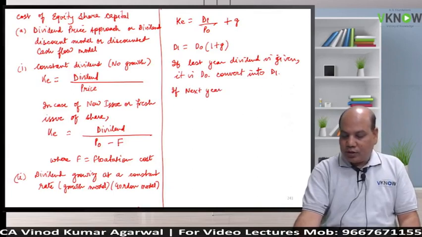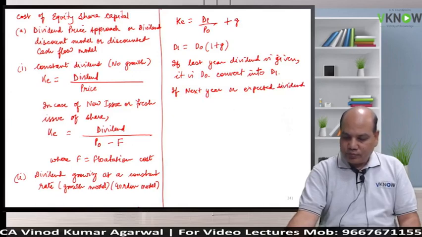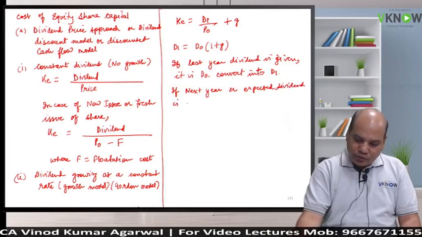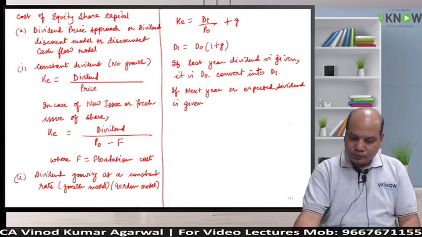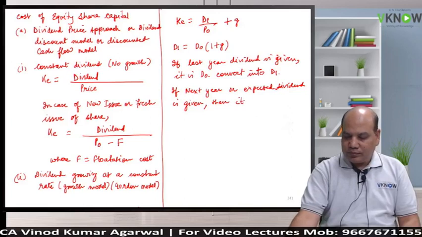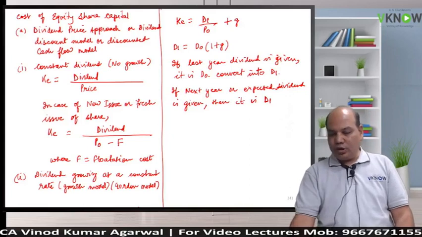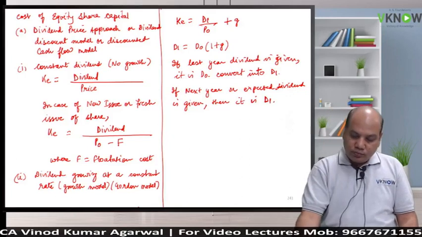If next year or expected dividend is given, then it is D1.